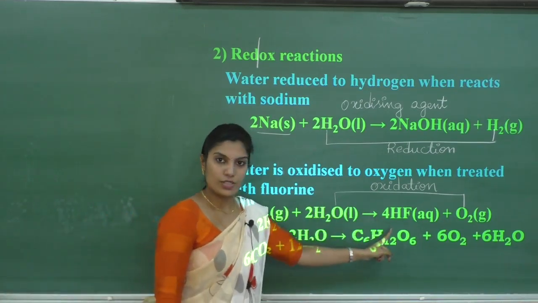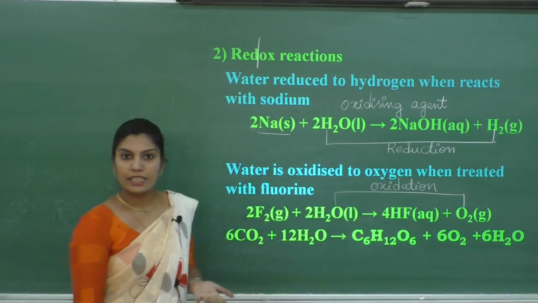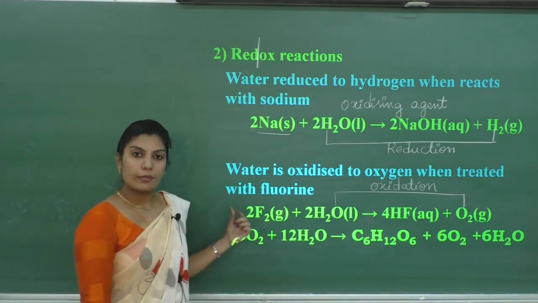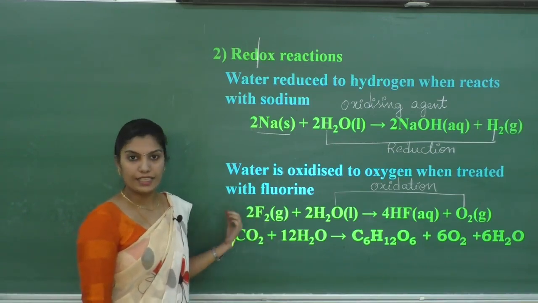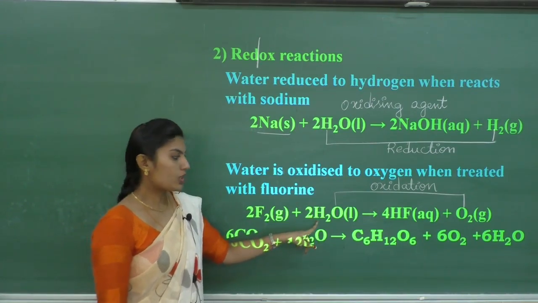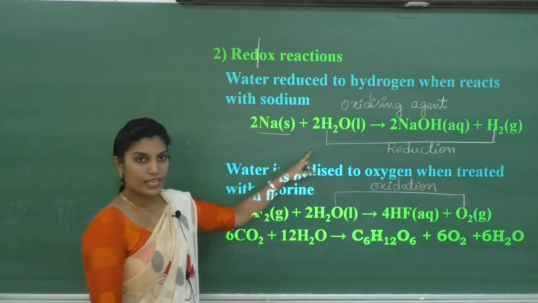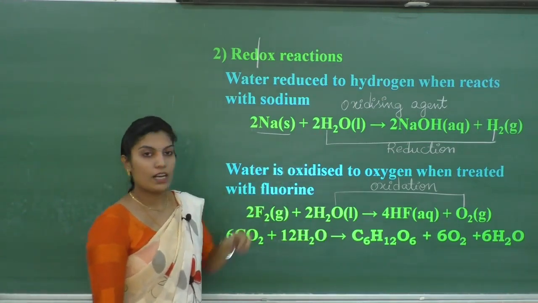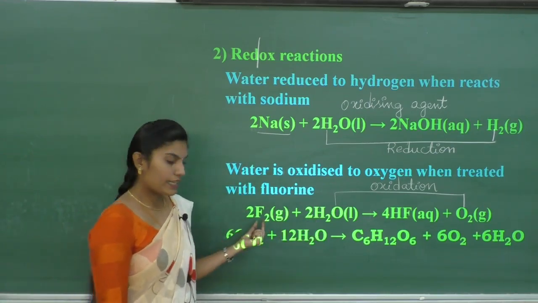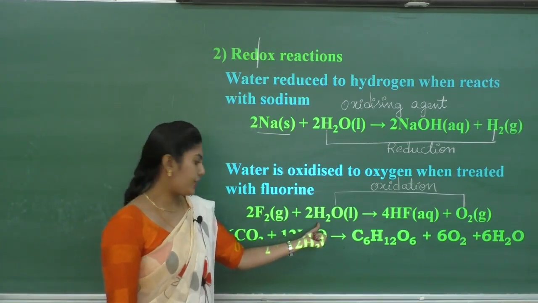F2 is becoming HF. Addition of hydrogen is taking place. That is nothing but reduction, isn't it? In this reaction also, both oxidation and reduction are taking place. In this reaction, water is acting as a reducing agent. In the first reaction, water is acting as an oxidizing agent in the presence of a metal, but in the case of fluorine, water will act as a reducing agent.